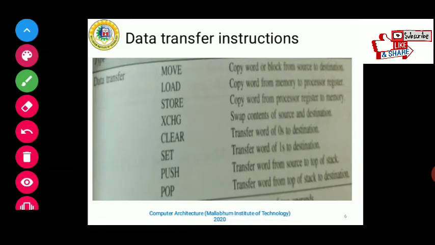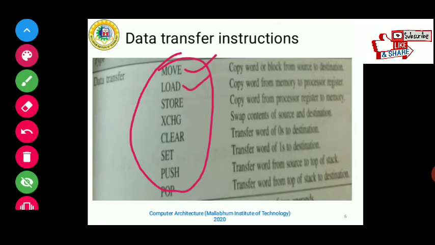So this is your data transfer instruction. Different data transfer instructions are available. First one is your move, second one is your load, store, exchange, clear, set, push, pop. These are all the data transfer instructions. So we will discuss the different types of instruction of this. What is the function of this?